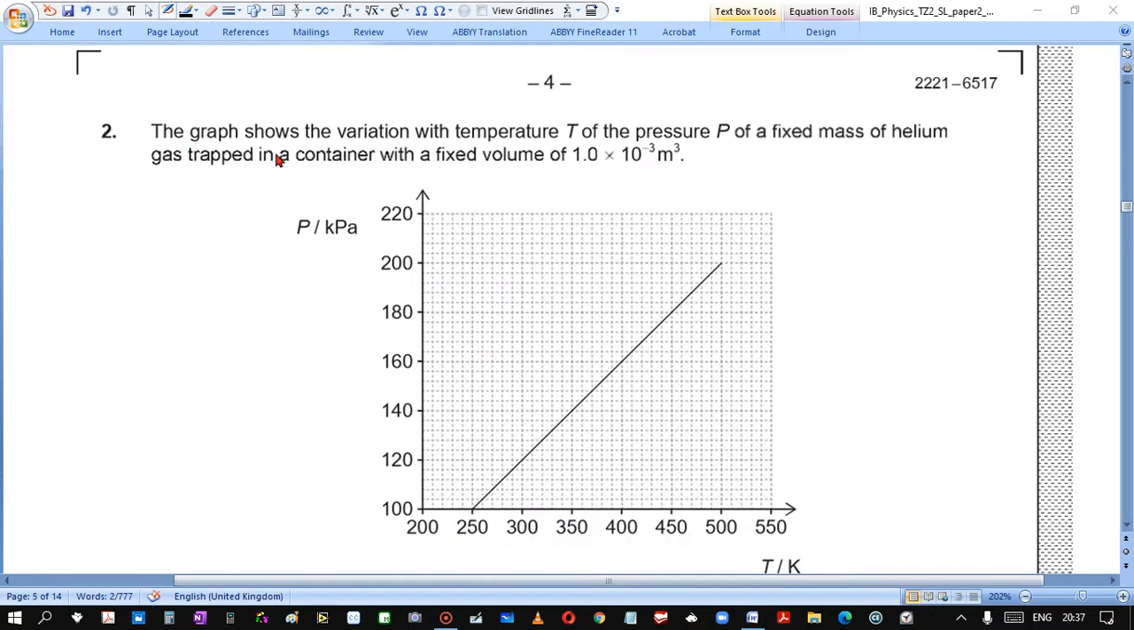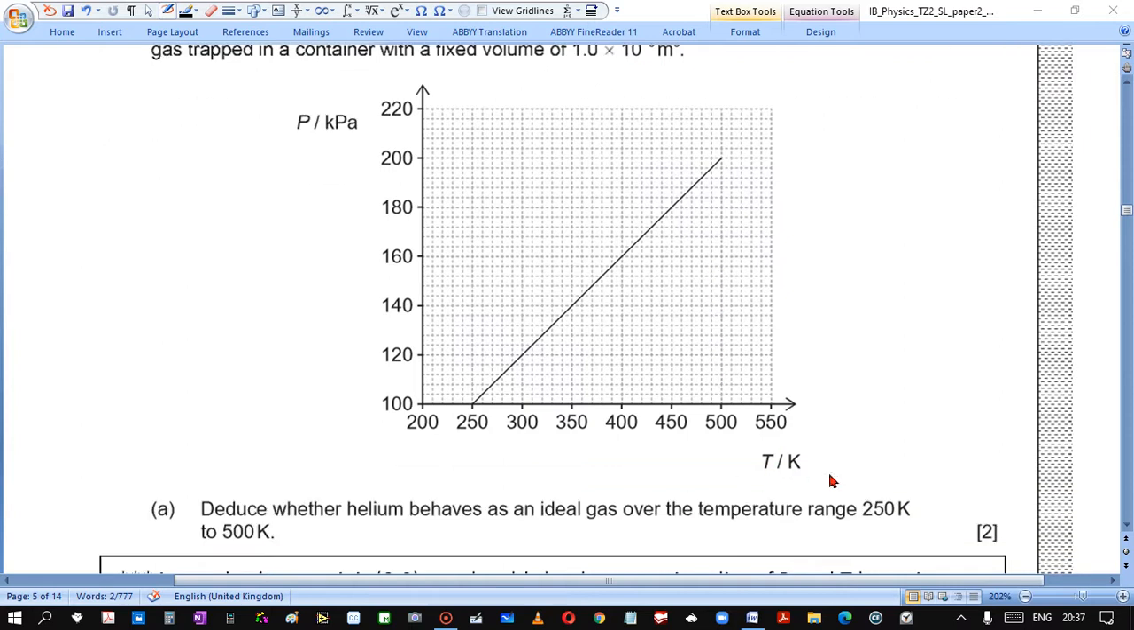Question 2. The graph shows the variation with temperature of the pressure of a fixed mass of helium gas trapped in a container with a fixed volume. Temperature is in Kelvin. A. Deduce whether the helium behaves as an ideal gas over the temperature range from 250 to 500.